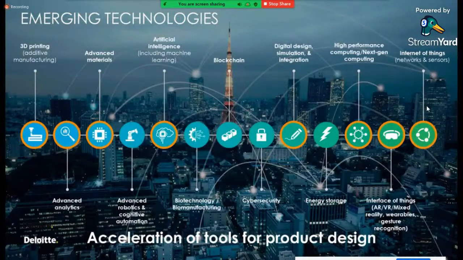Talking about emerging technologies, there are a huge number of emerging technologies, right from additive manufacturing, which we also call 3D printing, to advanced analytics, which is an area of CAE. Materials is playing a large role today. There is a lot of research happening on materials today. Advanced robotics. Robotics in India is picking up. We are actually lagging compared to the global scenario, but robotics is definitely picking up.